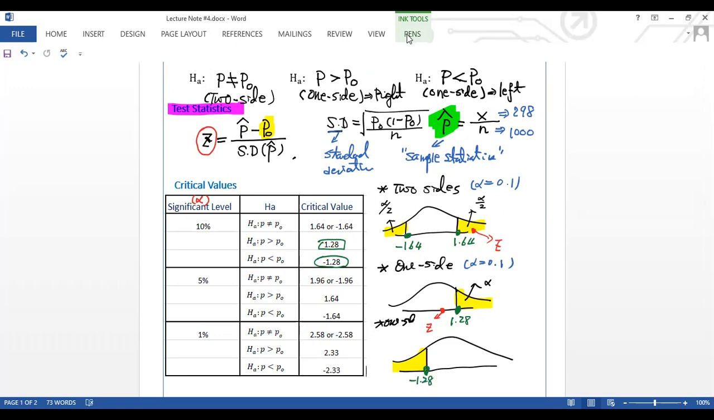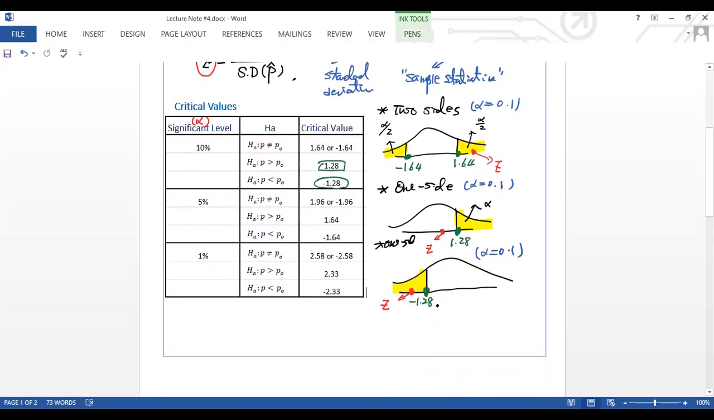Okay, so now you do the same thing, you still calculate your z. If your z by chance is sitting in here, then you reject the null hypothesis, right? Like this one here, you fail to reject. That's how you use this critical value table. Of course, here we assume 10%.